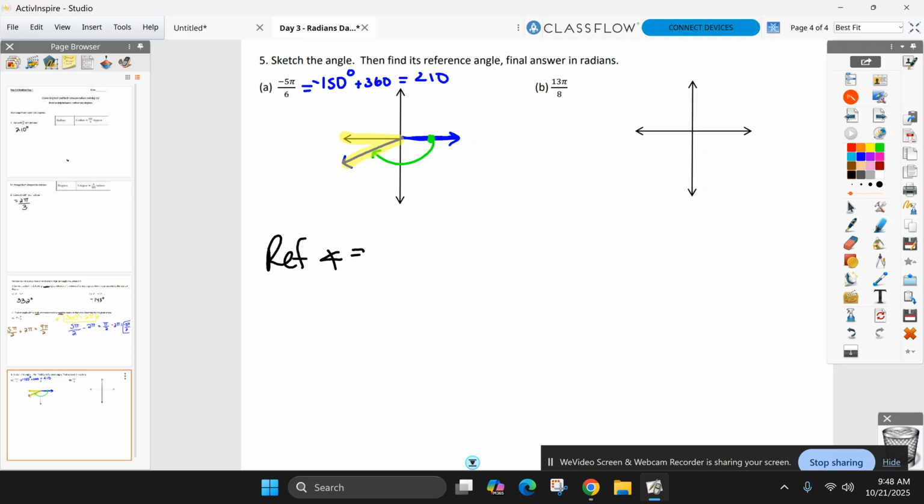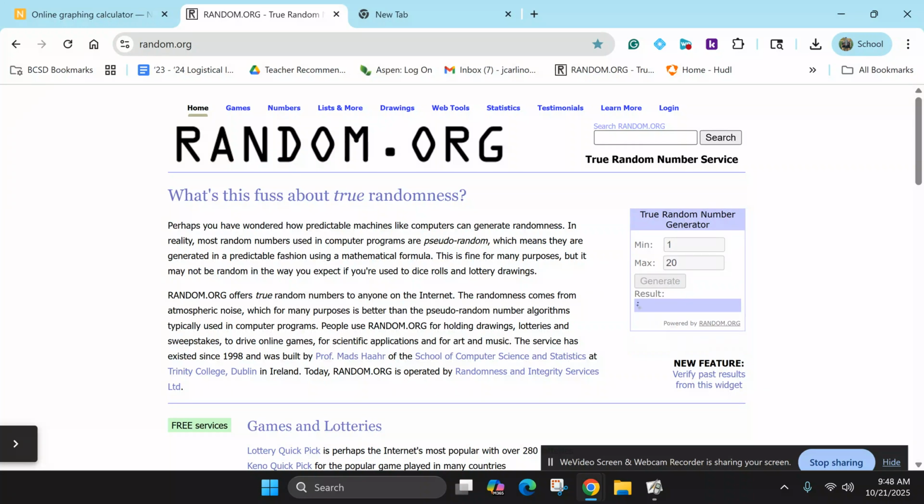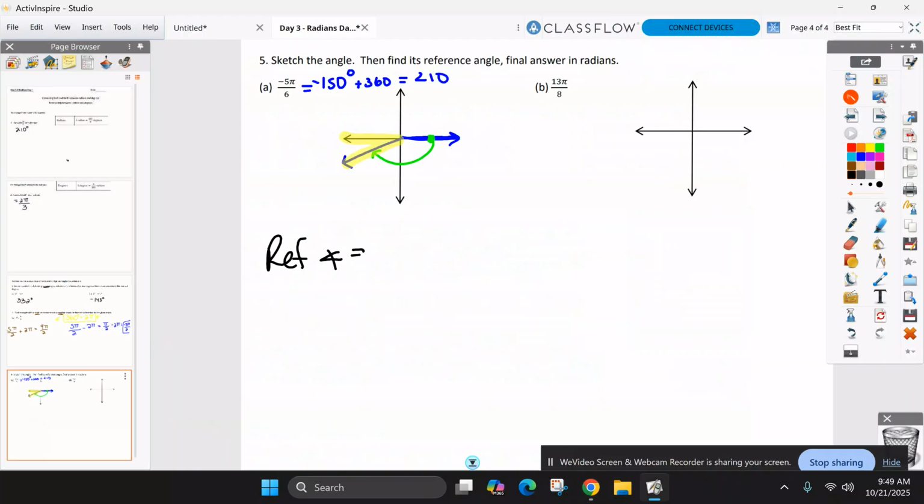Let me find somebody who was here on Friday. How do you calculate that reference angle there? Sierra, how do I calculate that reference angle? 210 minus 180. Yep, because remember that was 210. Take away that 180. So that reference angle is 30 degrees.